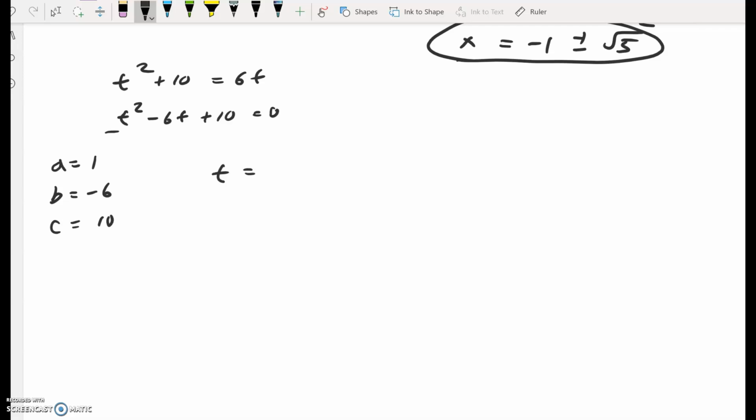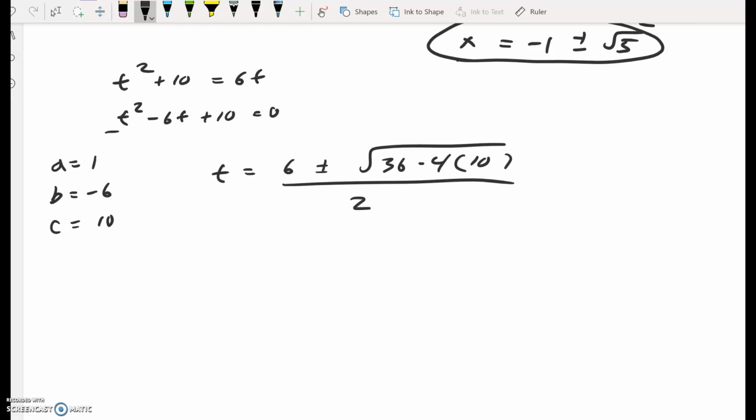t equals the opposite of what b is. That's 6. Plus or minus the square root of b squared, that's 36, minus 4 times a times c, that's minus 10, all over 2 times a. A is 1, 2 times 1 is 2. And so I have t equals 6 plus or minus, this is 36, take away 40, so that's the square root of negative 4, all over 2.